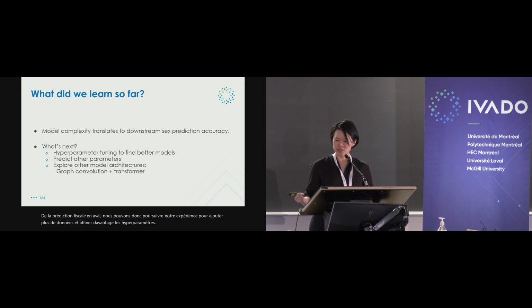So this is what we learned so far. The model complexity of a graph convolution network can translate to downstream sex prediction accuracy. And for the next part of the project, I will do some hyperparameter tuning to find out what is a better model. And we will try to predict other parameters such as age and diagnostics.